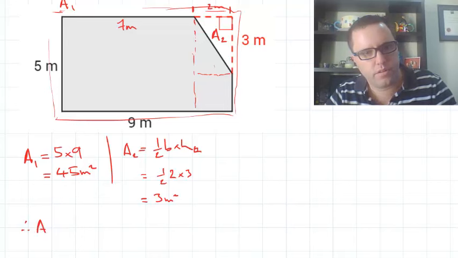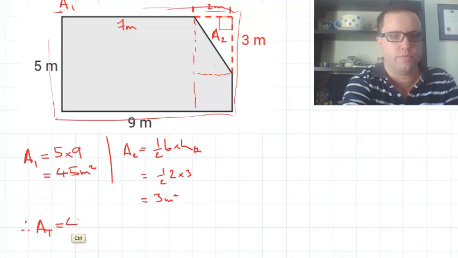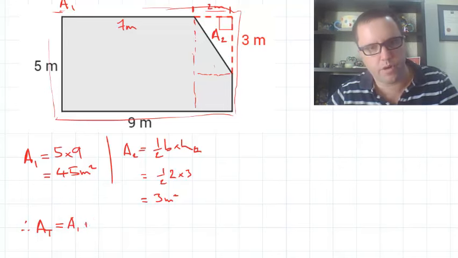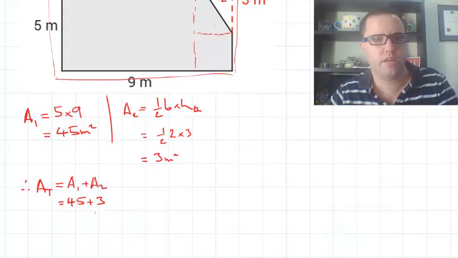Therefore, the total area is equal to area 1 plus area 2, which is equal to 45 plus 3, which is 48 meters squared.